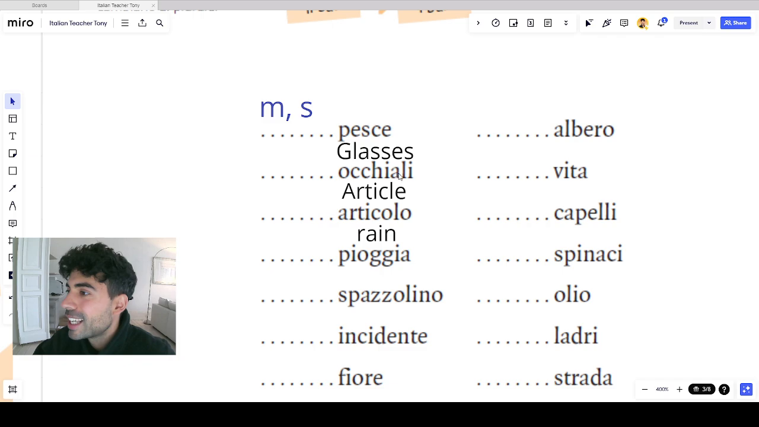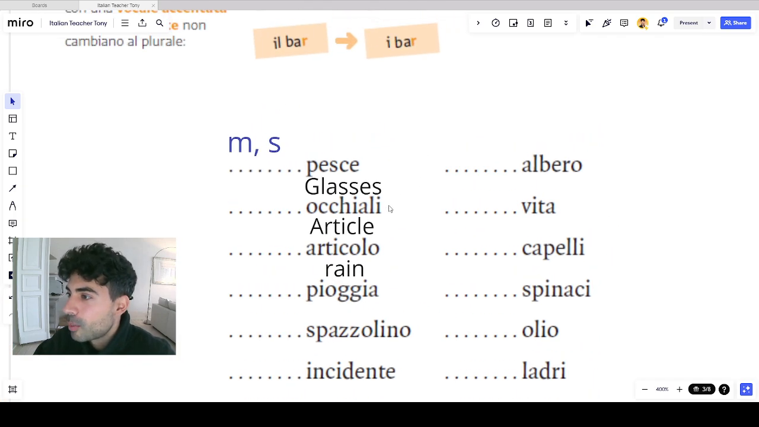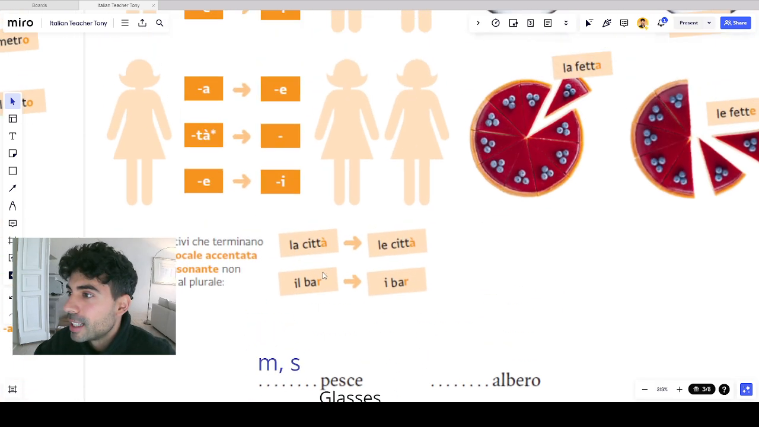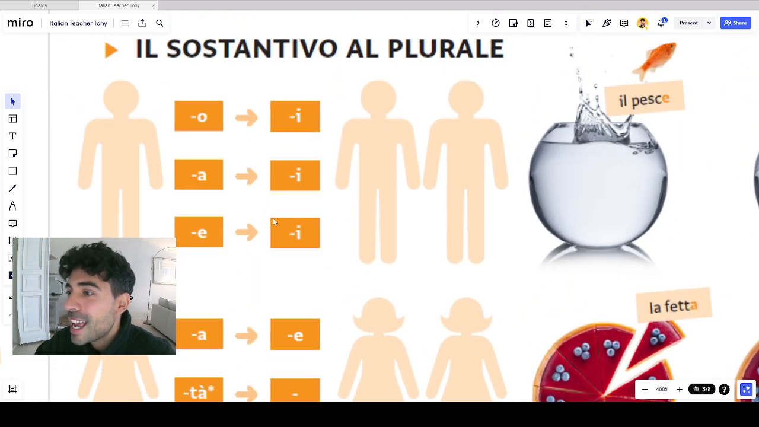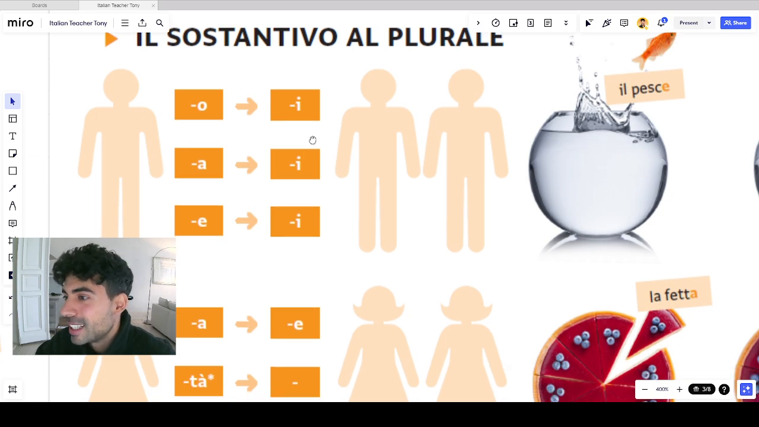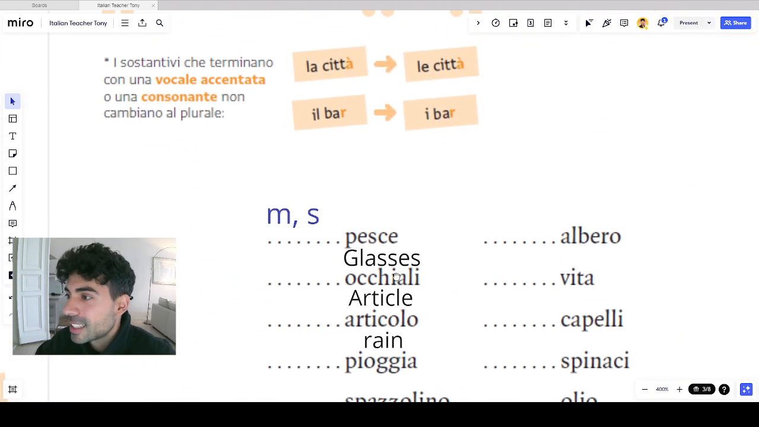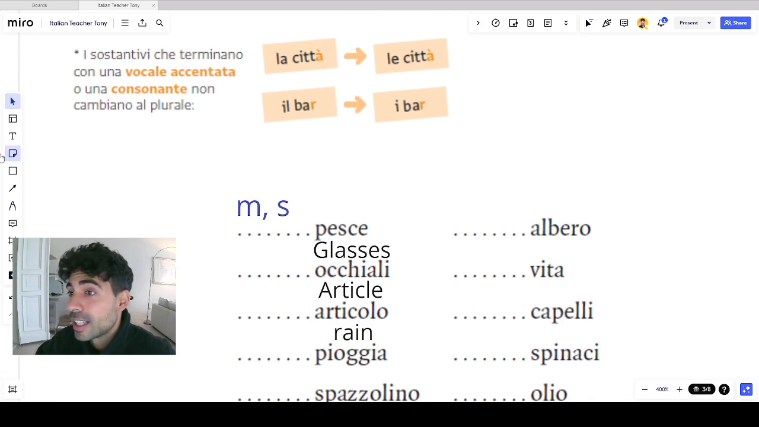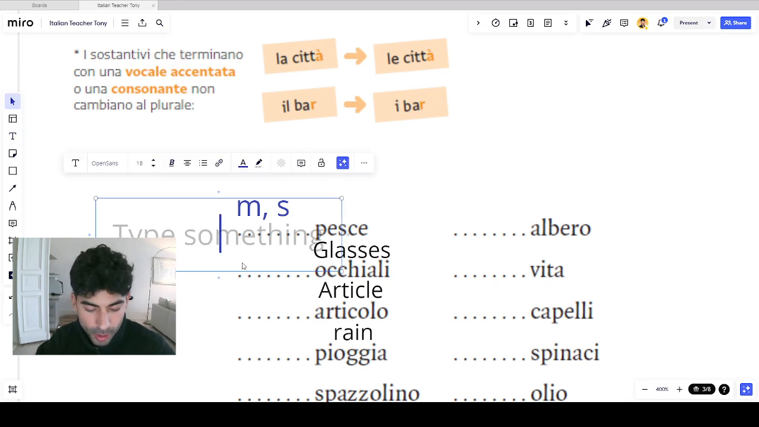Let's have a look at another one. We have occhiali, which means glasses. Now, we said earlier that 99% of words ending in i are almost entirely masculine plural. Many masculine words have an e at the end in the singular, and in this case, glasses, occhiali, has an i at the end, that's correct. We are talking about masculine plural. So, occhiali is masculine plural.